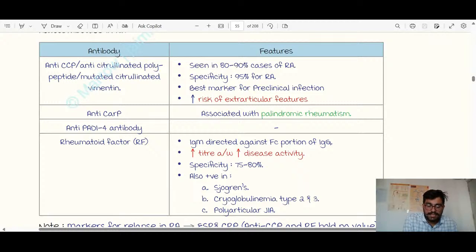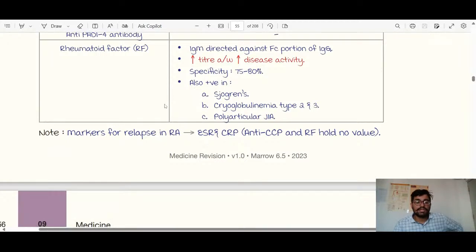Rheumatoid factor I have told you about: IgM directed against the Fc portion of IgG. Increased titer is also associated with increased activity. Specificity is 75 to 80%. It is also positive in Sjogren's, cryoglobulinemia type 2 and type 3, and polyarticular JIA. So note one thing: markers for relapse of RA are ESR and CRP. Anti-CCP and RF hold no value for relapse.